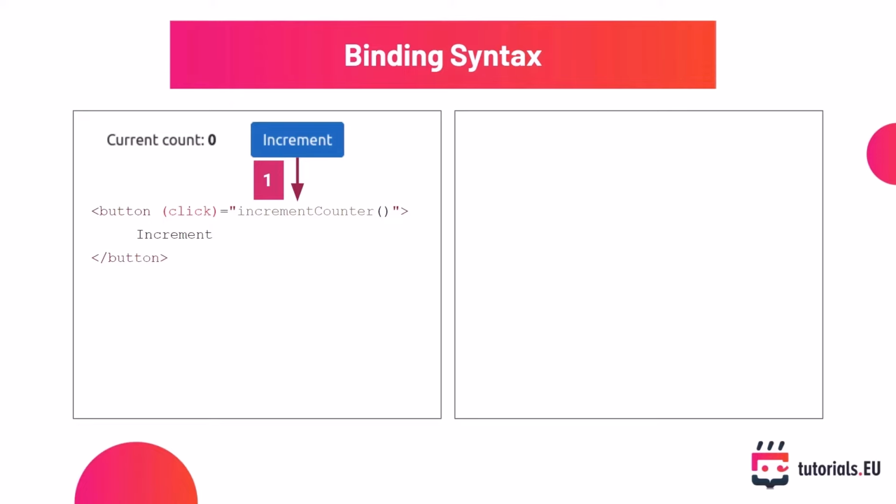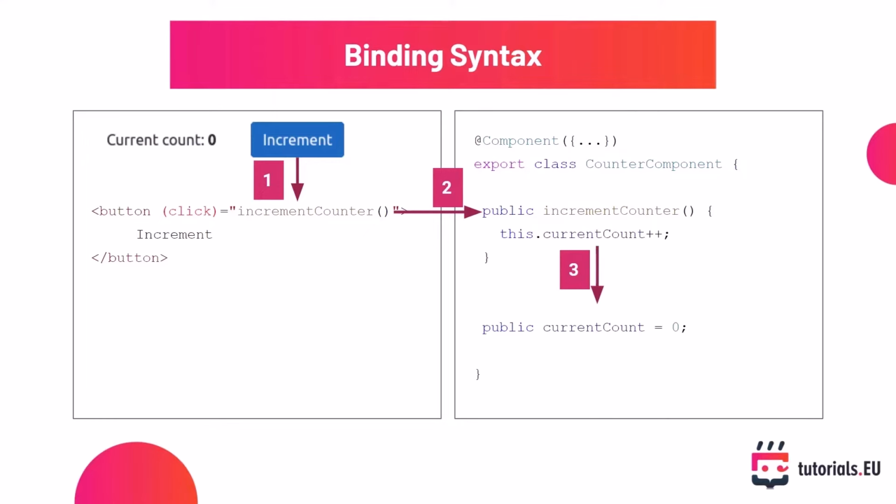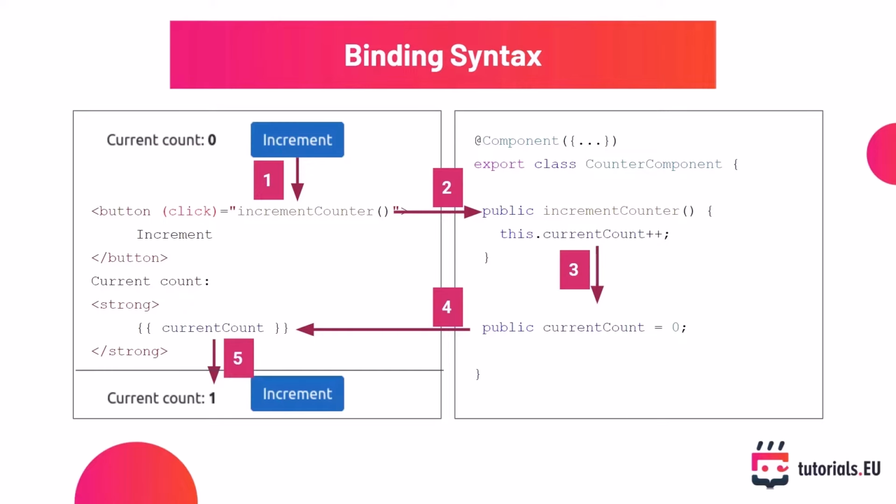When the user clicks this button, the click event of the button is called, and the button's click event is bound to the increment counter method. The increment counter method is called every time the event is fired. The method is simply incrementing the current count field of the component's class by 1, and the current count field is bound to the template. So by changing its value from the component, the template is automatically updated. The user immediately sees the value incremented by clicking the button.